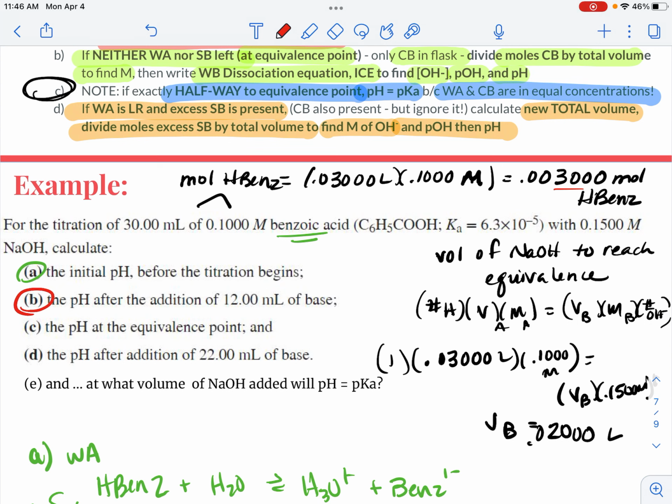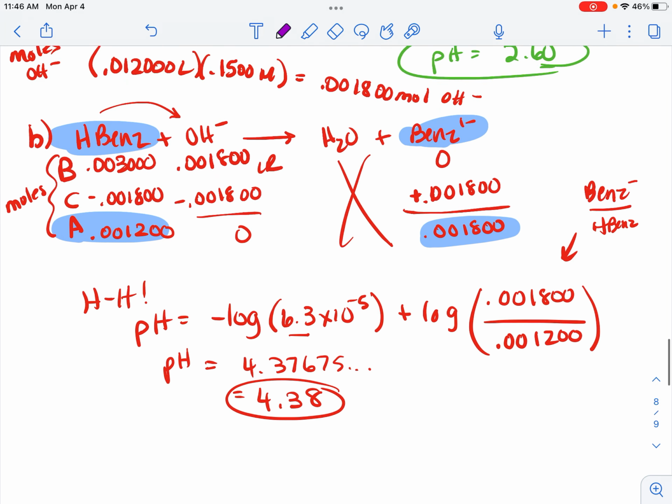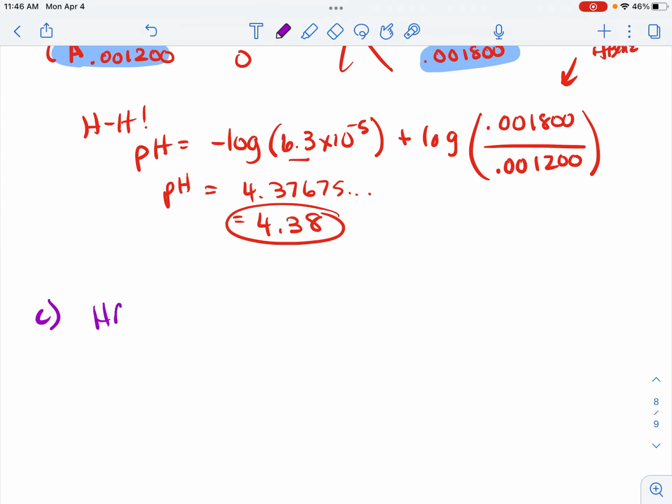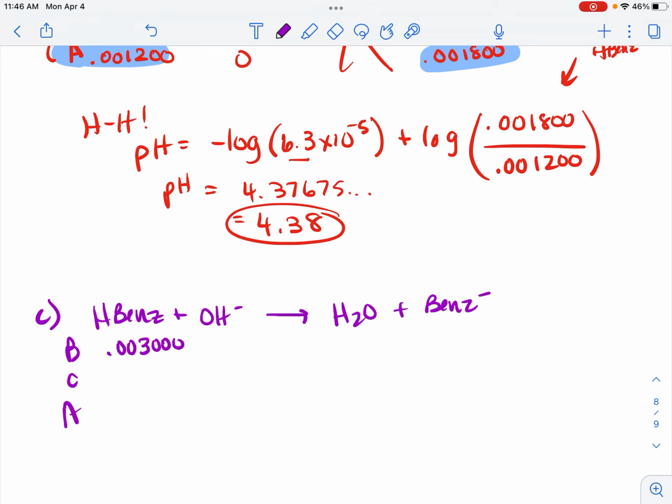That was when it's a buffer, and it will be the same as that all the way up until just before the equivalence point. Now, at the equivalence point, I have put in exactly the same amount of sodium hydroxide as I had mole-wise of benzoic acid. So again, this is a one-way. I'm going to write my same equation. HBenz plus OH minus. One way because it's a strong base gives me H2O plus Benz minus. BCA, I had 0.003 moles of that. I'm going to add the exact same amount because that's at equivalence, and I've got 0 of this.